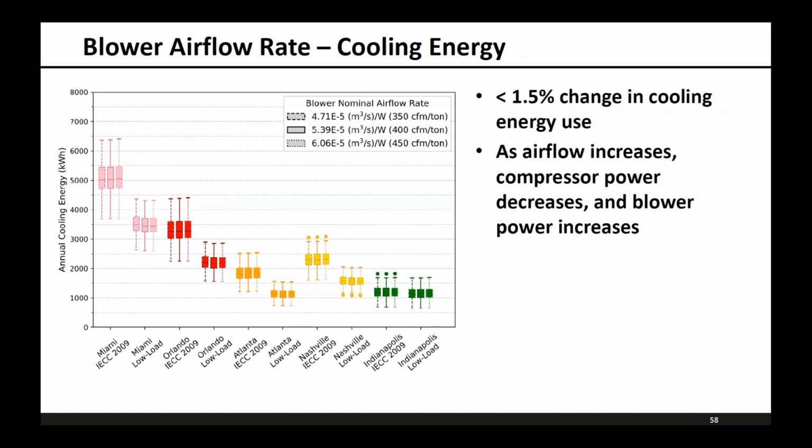So then looking at the cooling energy associated with those changes, we didn't see a whole lot of variation, less than 1.5% change in the cooling energy use for adjusting that blower airflow rate. And so as you adjust the airflow, there's kind of a trade-off going on here. As the airflow is increased, you're reducing your compressor power use, but you're also increasing your indoor blower power. So those kind of traded off, at least for the simulations and homes we used.